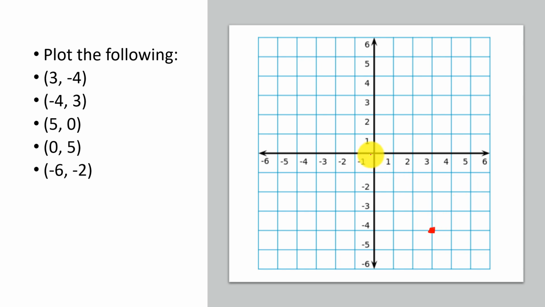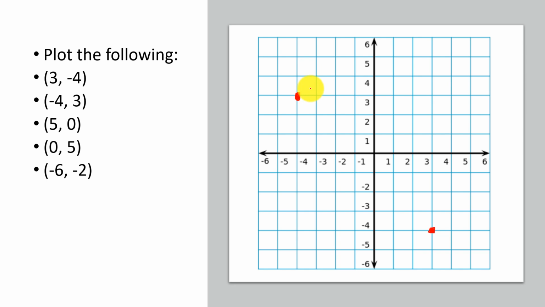So now we go to the x-axis to negative 4, which is here, and then now we go up 3 on the y. 1, 2, 3. So that is this second point, and we can see that these are different locations, so order is important.